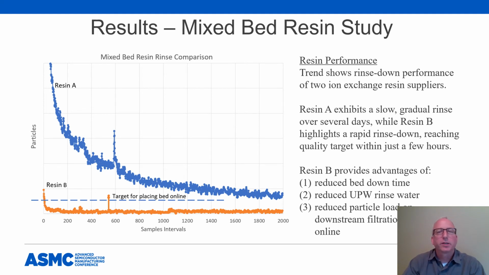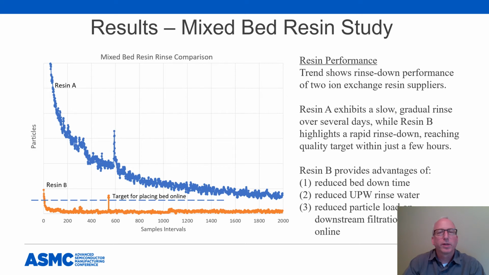This next slide highlights the 20 nanometer particle rinse down performance of new ion exchange resin from 2 different suppliers. The blue particle profile, indicated as resin A, exhibits a slow and gradual rinse that takes several days to reach the desired target for bringing the mixed bed back online. By contrast, resin B from a second supplier rinses down below target in just a few hours. The difference in resin rinse down performance as shown here has significant implications.